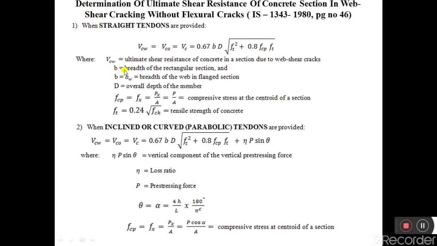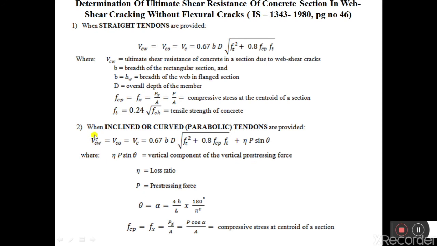b is the width or breadth of a rectangular section; b or bw is the width of the web in a flanged section. D, capital D, is the overall depth of the member. fcp, which can be calculated by P by A, is the compressive stress at the centroid of the section, and ft is the tensile strength of the concrete, calculated by 0.24 square root of fck, where fck is the compressive strength of the concrete.